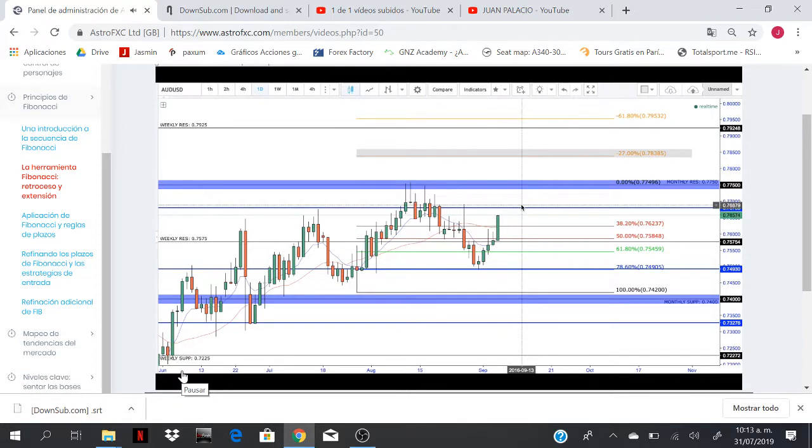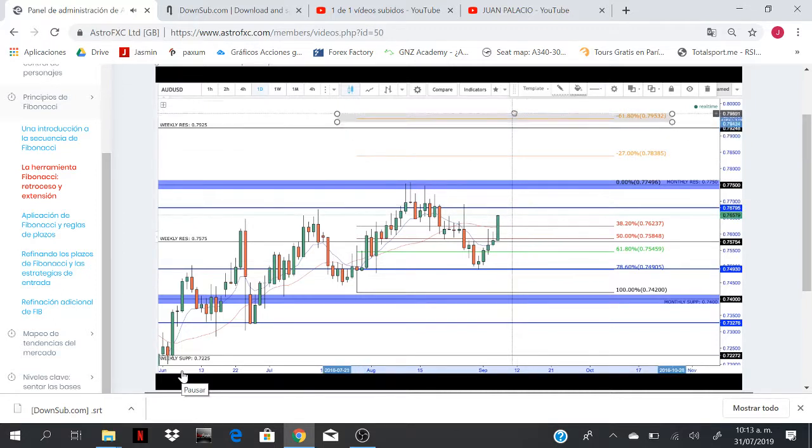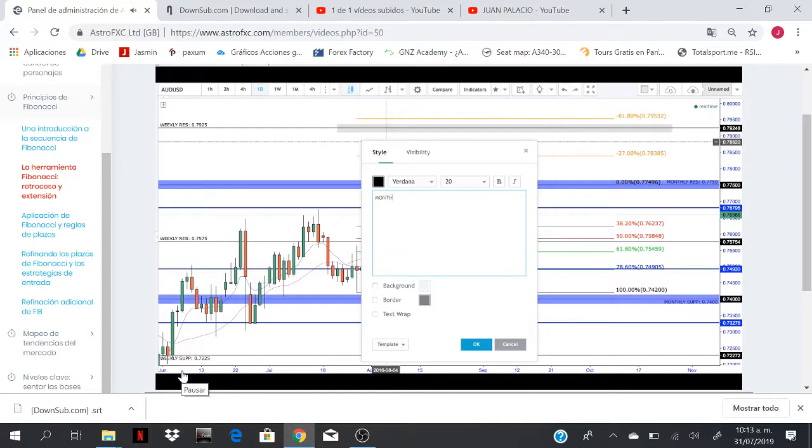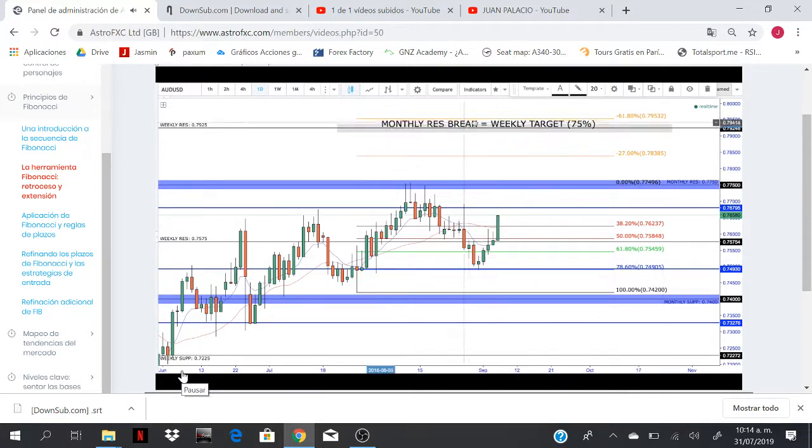So we have two factors, weekly and a daily, that are now telling us Aussie dollar is respecting Fibonacci, and we have potentials for targets 1 here, and then as you can see the 61.8 target 2 is just above our weekly resistance anyway. So what we have here is monthly resistance, okay, just there, and we also have the fibs coming into alignment with that.